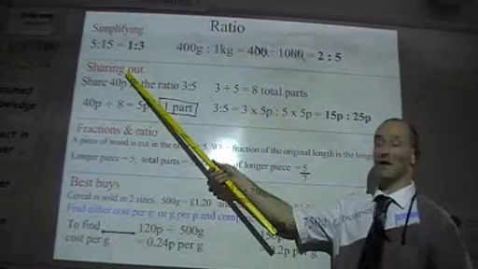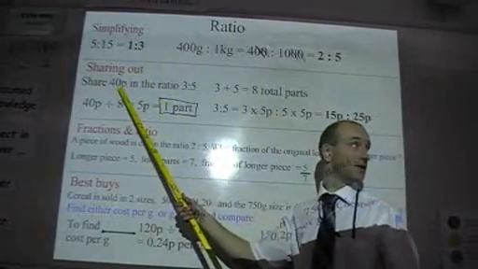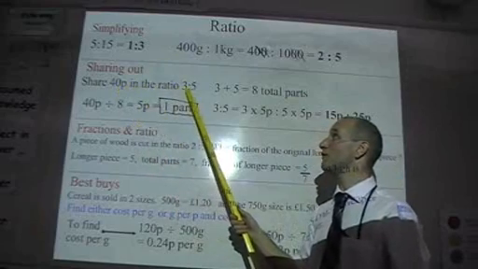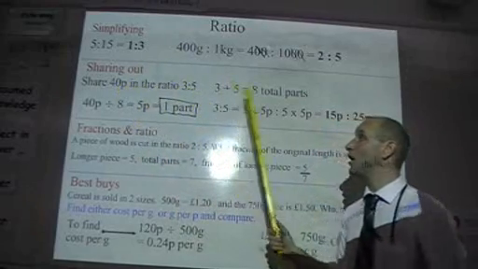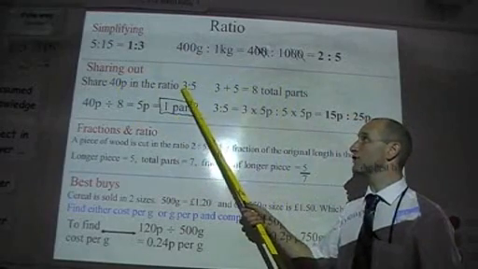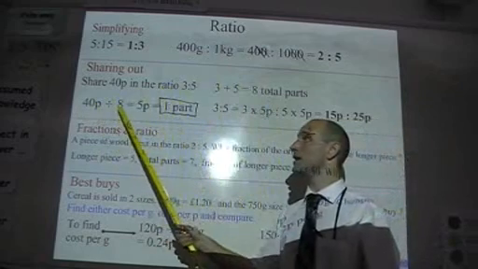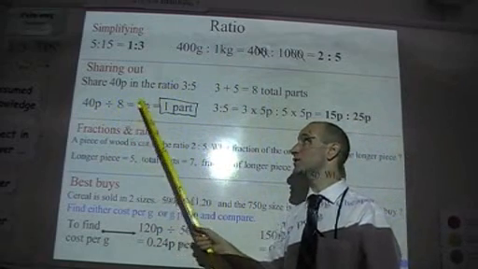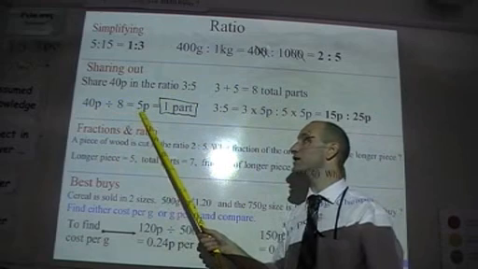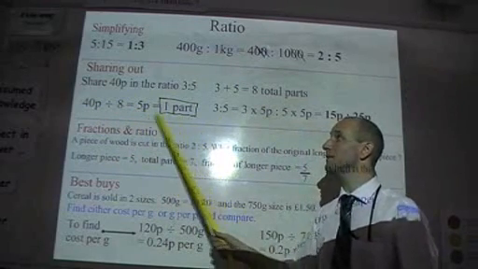Next type of question you might be asked is sharing out. If I want to share 40p in the ratio 3 to 5, I do this by working out what one part is worth. So 3 plus 5 is 8. Now I'm splitting 40p into 8 equal parts. So each part, 40 divided by 8 is 5. So I know that one part is worth 5p.